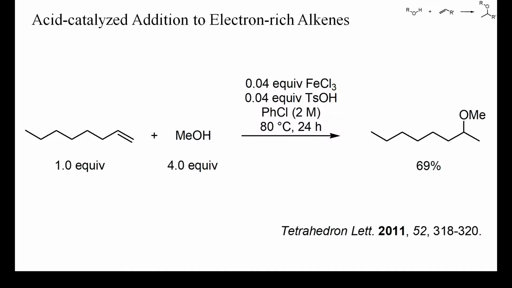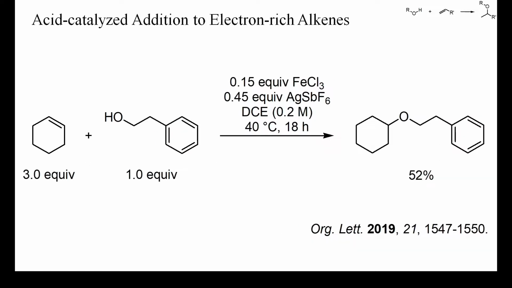This is a typical acid-catalyzed addition of an alcohol, methanol in this case, to a simple alkene. A combination of iron chloride and toluene sulfonic acid was used as catalyst in chlorobenzene as solvent. In this instance, an excess of alcohol was used. This example is similar to the previous one, the main difference being that the alkene was used in excess.